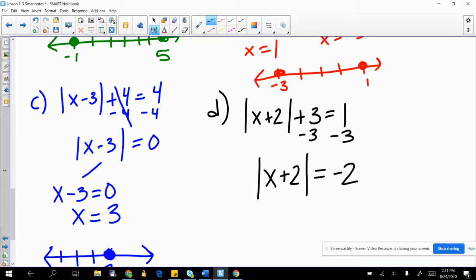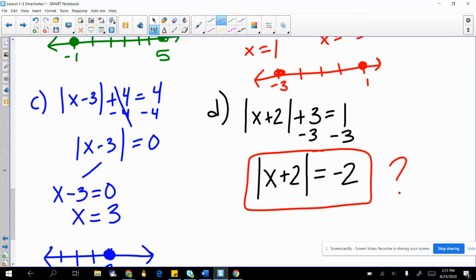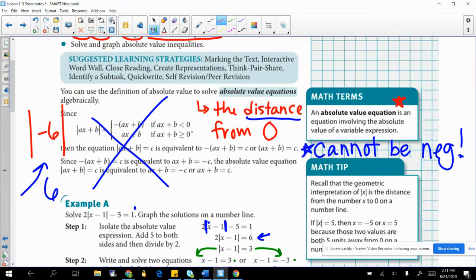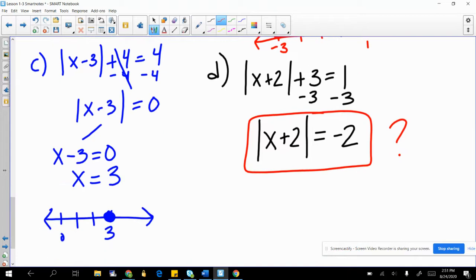Now, normally what we would do is split this up into 2, right? And we would keep solving. However, this is an issue. I want you to look hard at this and see what could be the issue here. Well, remember earlier when I told you guys that we cannot have an absolute value equal to a negative number? That's exactly what we have here. We have the absolute value of x plus 2 equal to negative 2.